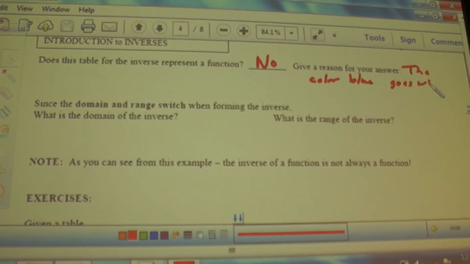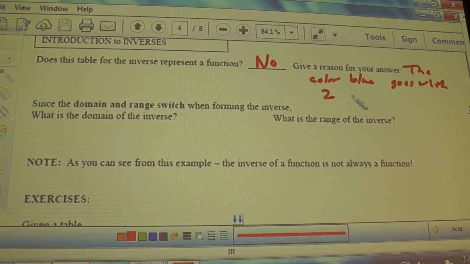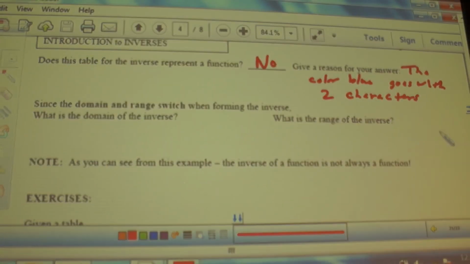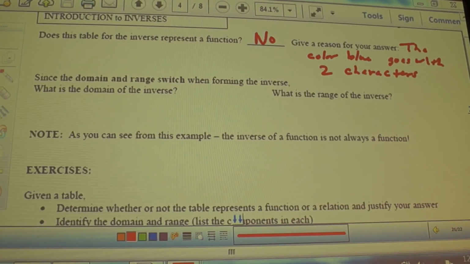Blue goes with 2 characters. So since the domain and range switch when forming the inverse, what's the domain of the inverse? Colors, good. And what's my range of the inverse? Those 3 characters. Good. Right, you swap them.